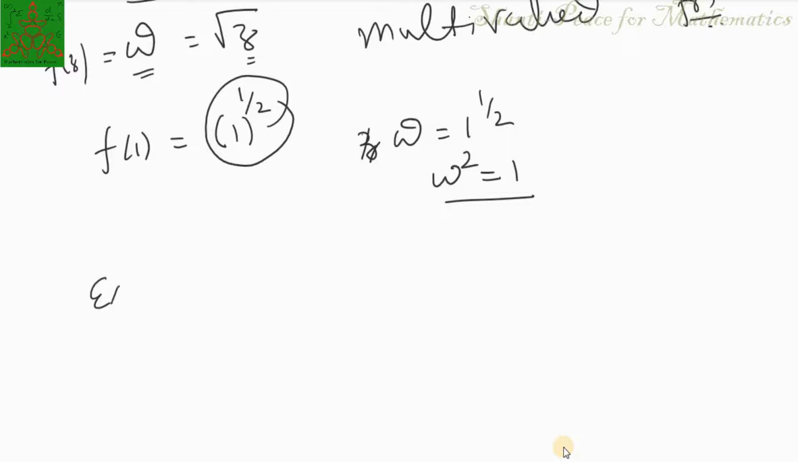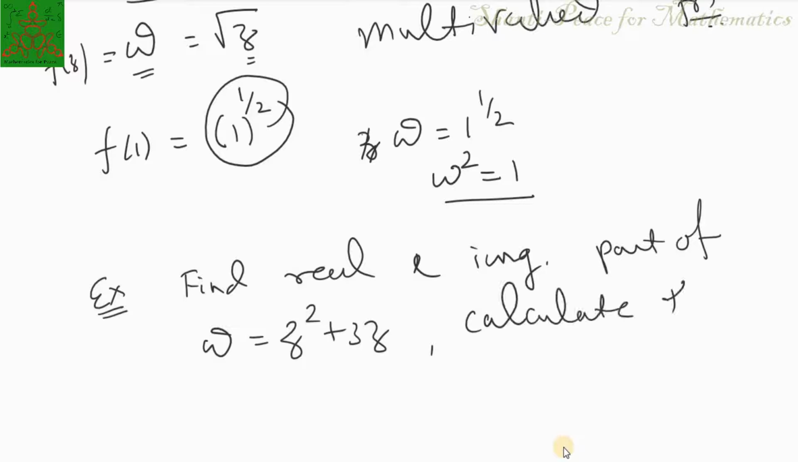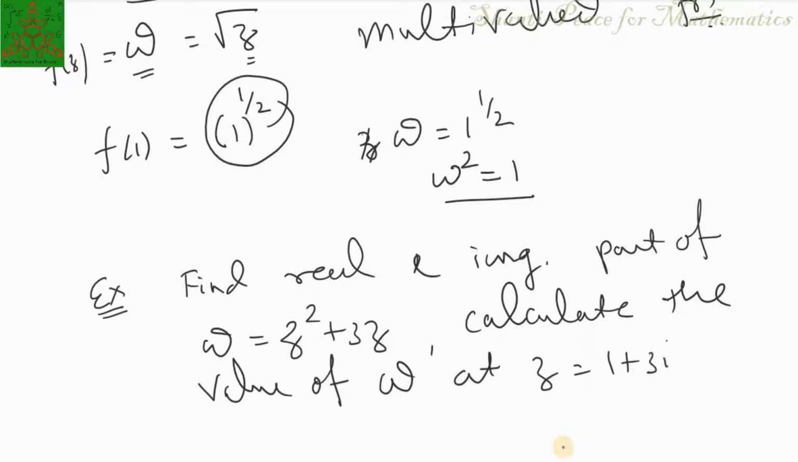Now we will have some examples. Find the real and imaginary parts of w equal to z squared plus 3z and calculate the value of w at z equal to 1 plus 3i. This is a very simple example. First of all, you should notice that the domain of this function is the whole complex plane, because for any value of z this is defined. So the domain of this function is the entire complex plane.